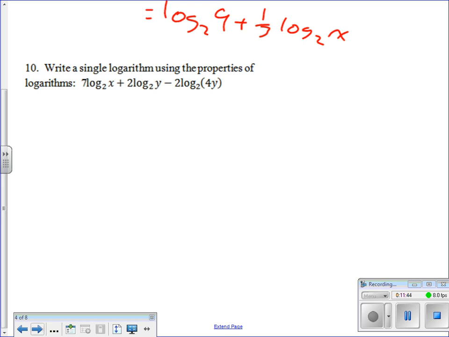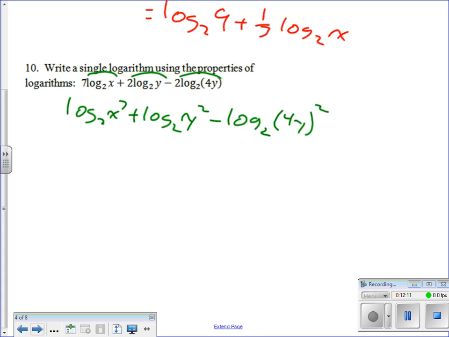Next one is exactly the opposite. I want to combine them into one. First thing, any numbers in front of a logarithm, make them an exponent. Everything that's in front, bring it up and make it an exponent. So I have log base 2 of x to the 7th plus log base 2 of y squared minus log base 2 of 4y squared. Anything added is being multiplied. Anything that's subtraction is division. So anything with a plus in front goes in the numerator. Anything with a minus in front goes in our denominator. That's all we do. And then we'll take it to log base 2 of x to the 7th y squared over 4y quantity squared.